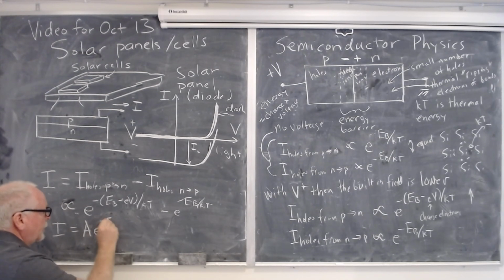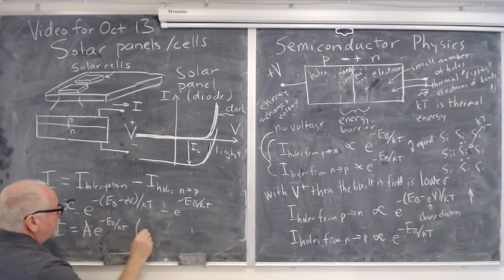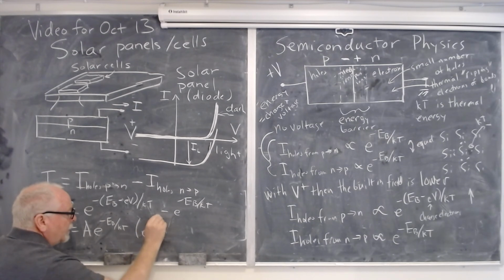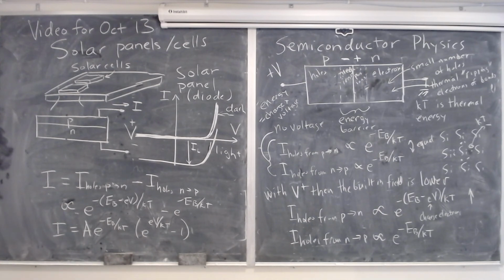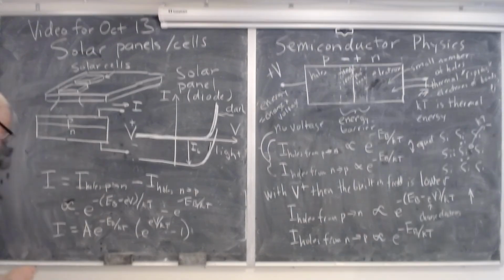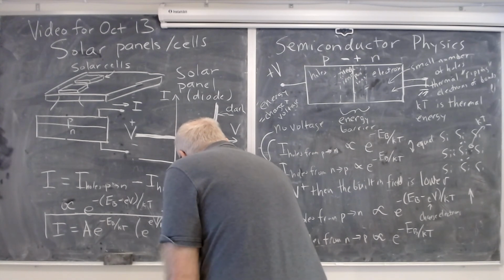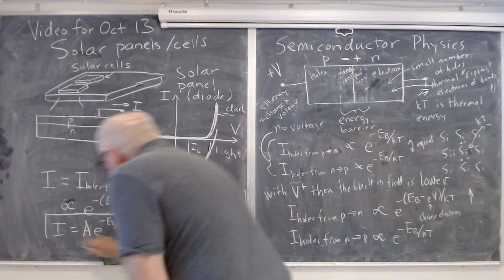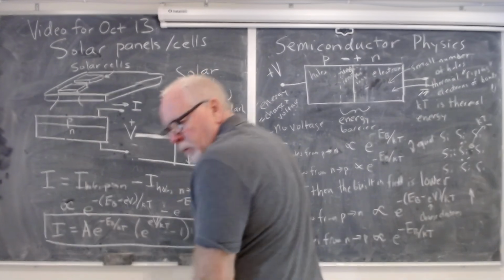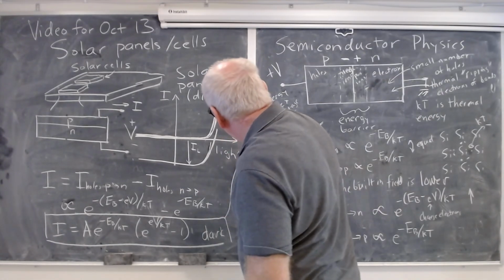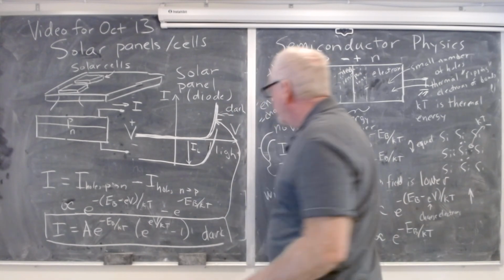E to the minus EB over kT. So I brought that out. Times, now here, plus plus, or minus minus plus, e to the EV over kT minus 1. So that is the current voltage characteristic of a diode. In the dark, and that is exactly that curve.